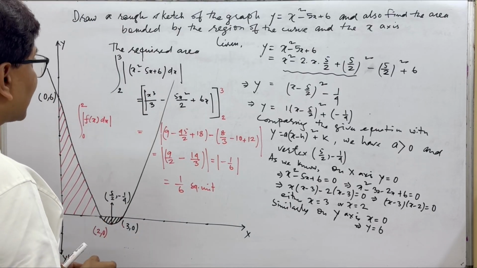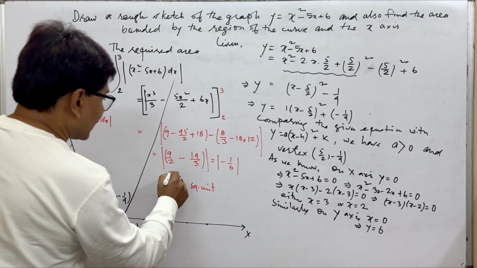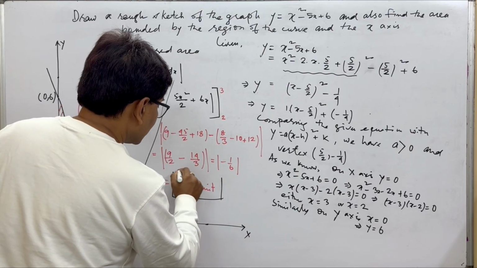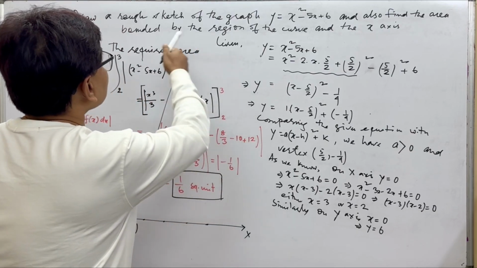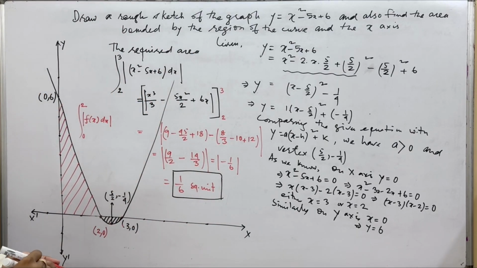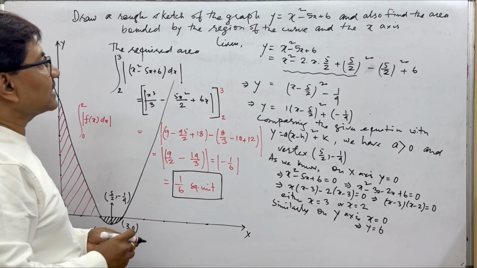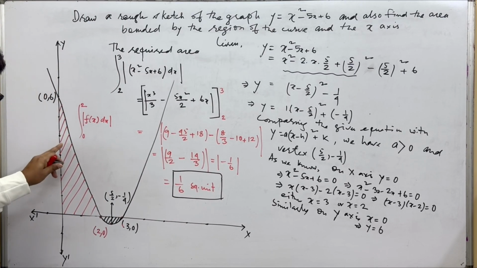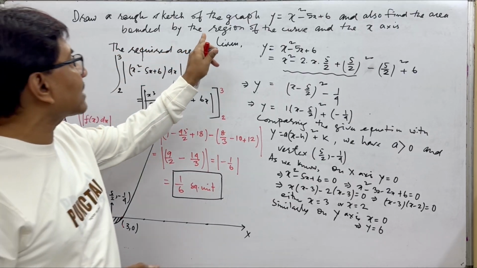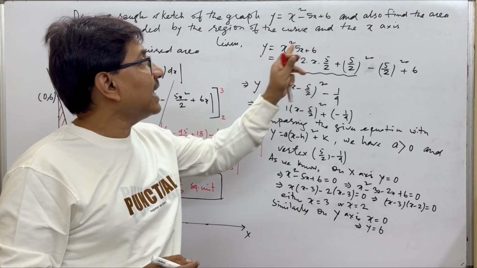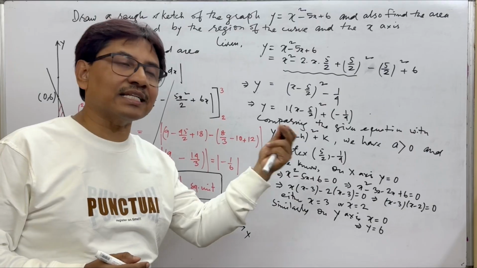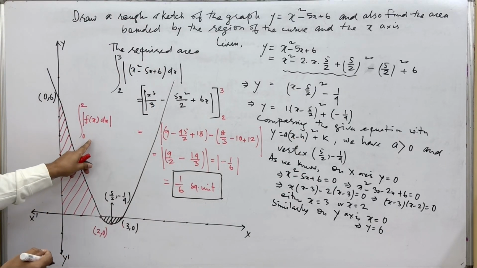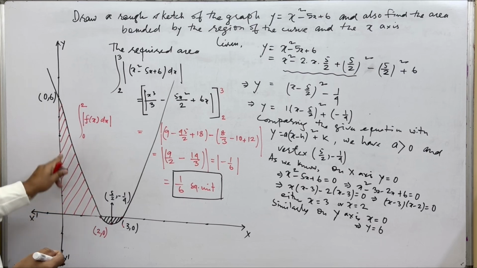And this is the required area. This is the required area of the region of the curve and the x-axis. Now, if it is said to find the region of the curve and the axes, meaning x-axis and y-axis, in that case the lower limit is 0 and the upper limit is 2, and easily we can find the area.